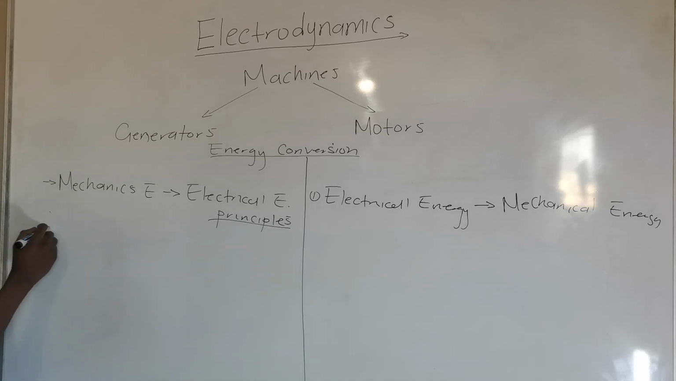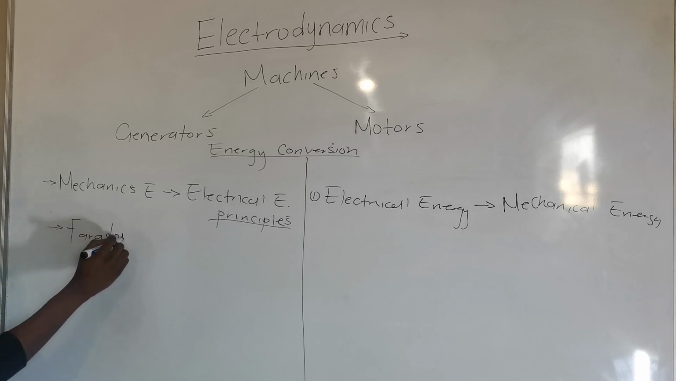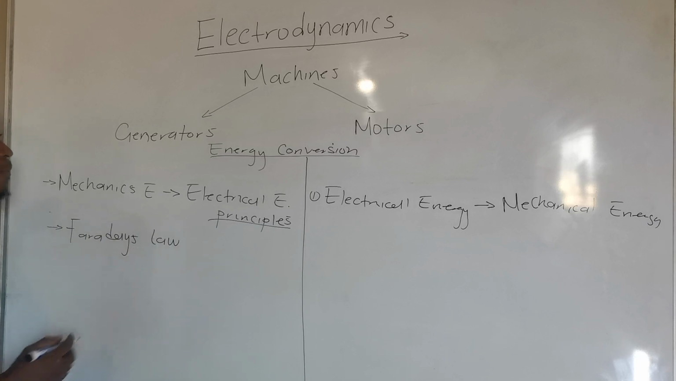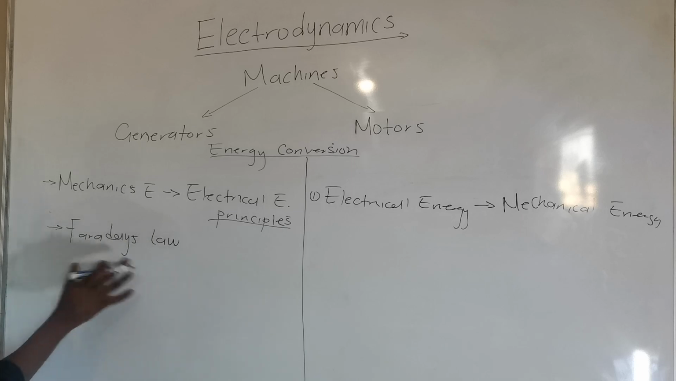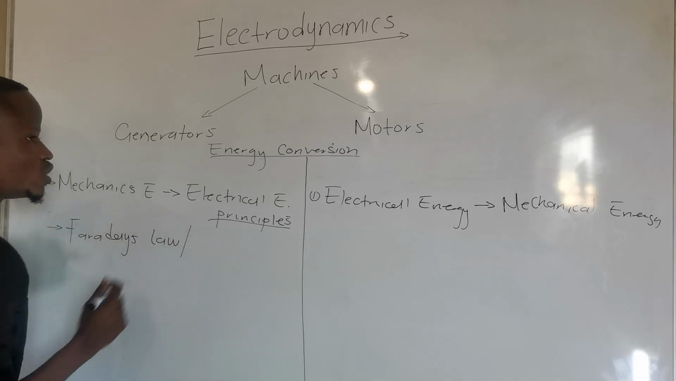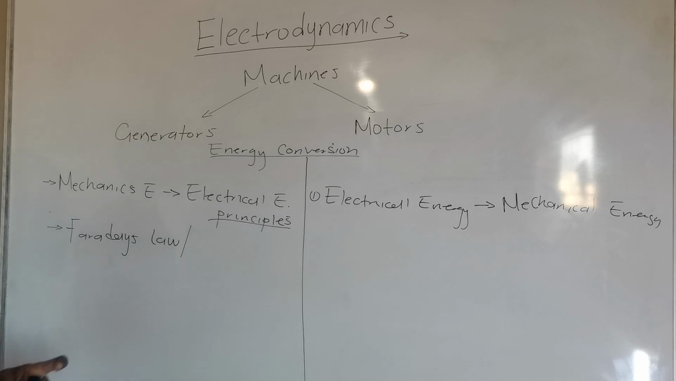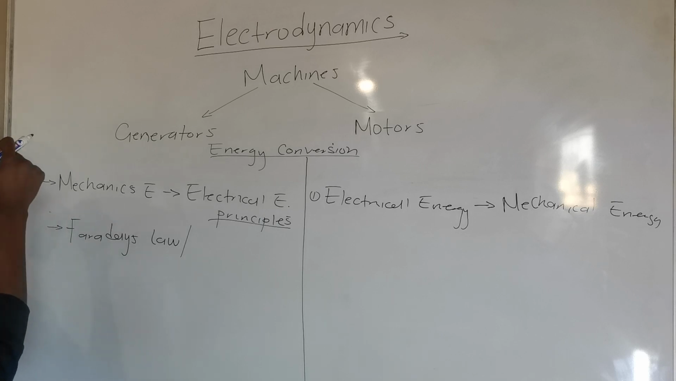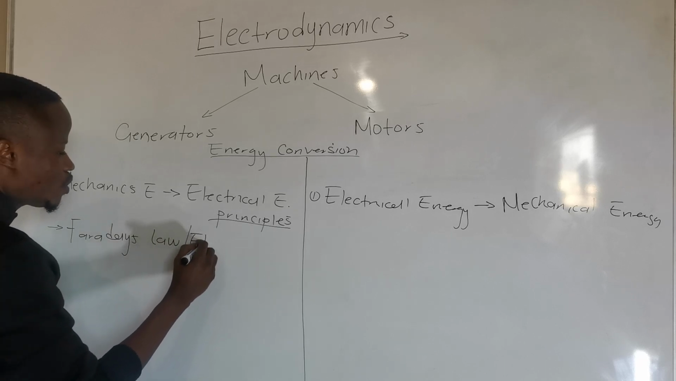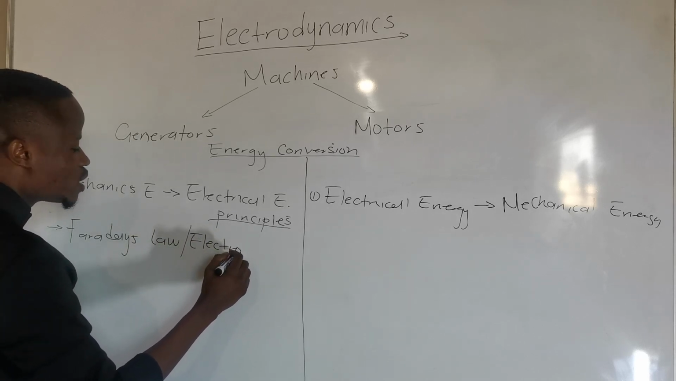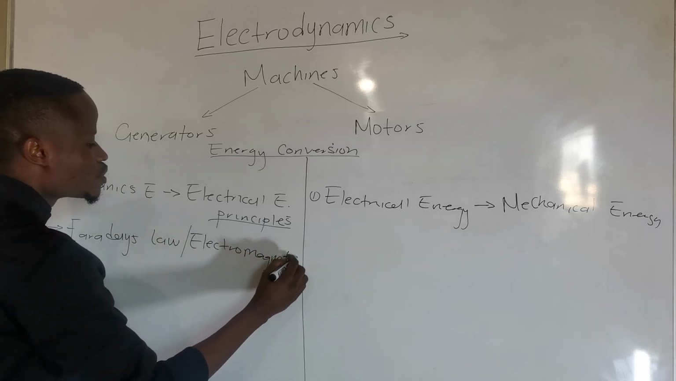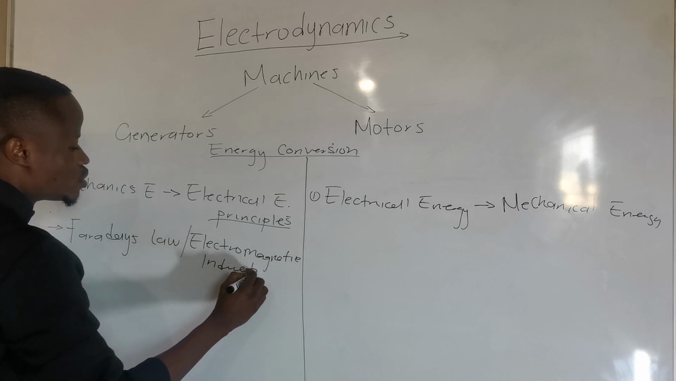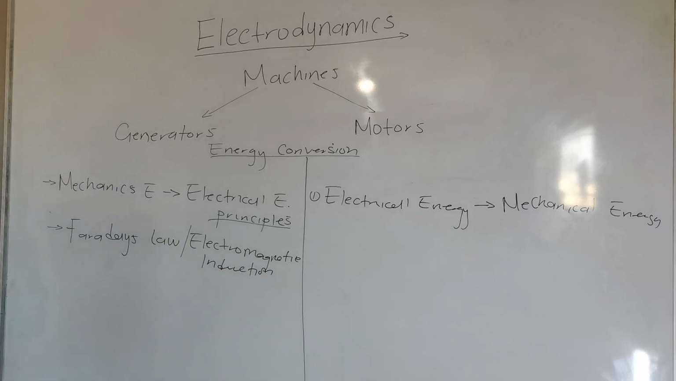Alright. So, the principle that you need to tell us then, it is the one that we did in grade 11, which is the Faraday's law. Meaning that the generators operate under the principle of Faraday's law. Some prefer to call it the principle of electromagnetic induction. So, you can say this one operates under the principle of electromagnetic induction. These are from grade 11. This is grade 11 stuff.